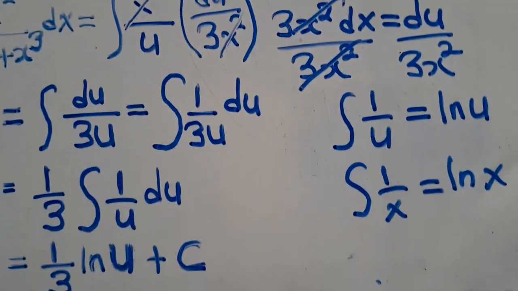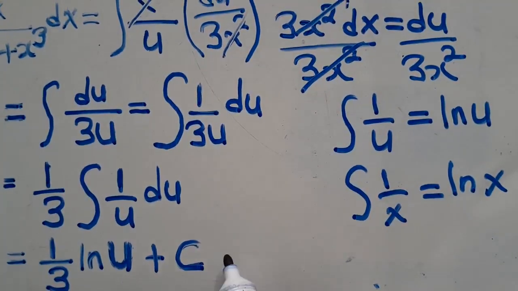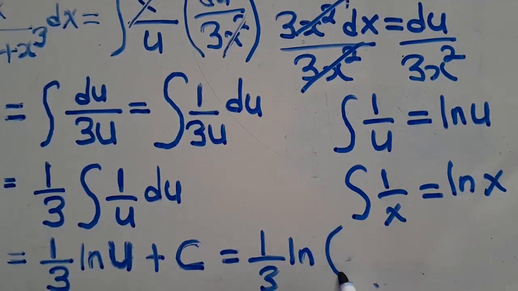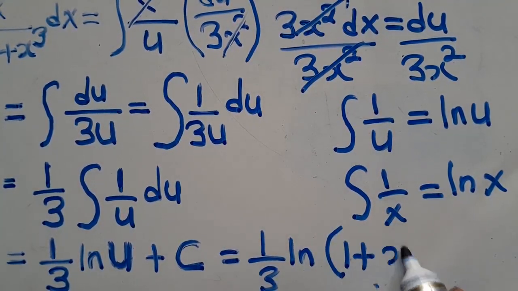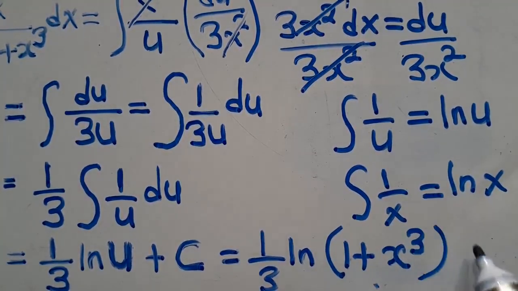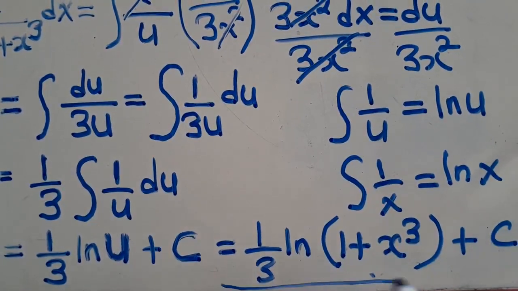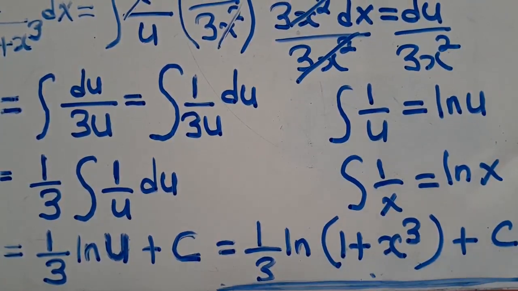So you just say now final answer is now equal to 1 over 3 ln u. You know u is 1 plus x cubed like this. Then you say plus c. So meaning that this is your final answer. This is your final answer whenever you are told to. Have you seen? This is equal to 1 over 3 ln of 1 plus x cubed, plus c. C should be put there to show that you're dealing with the integrals without the limits.